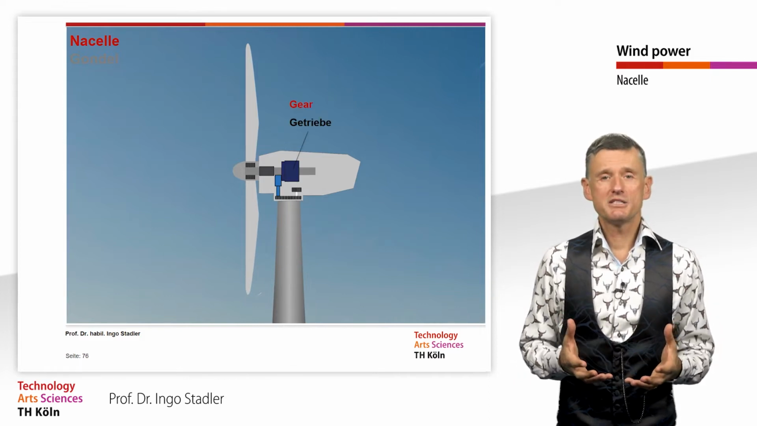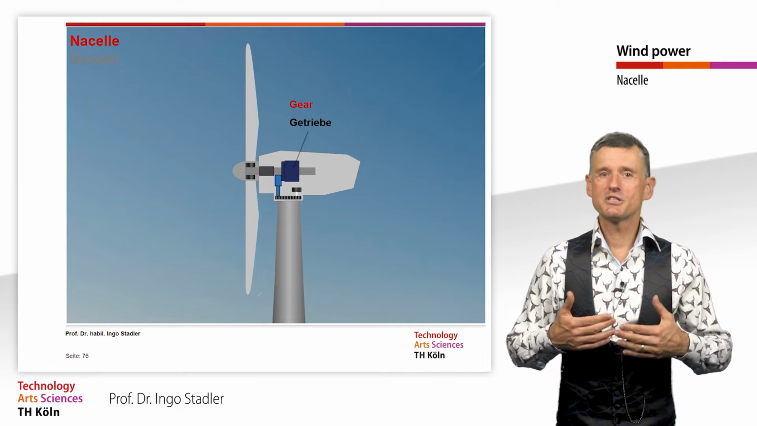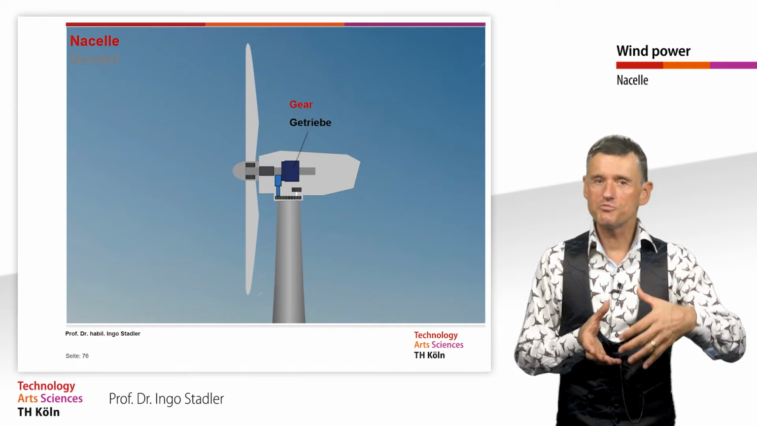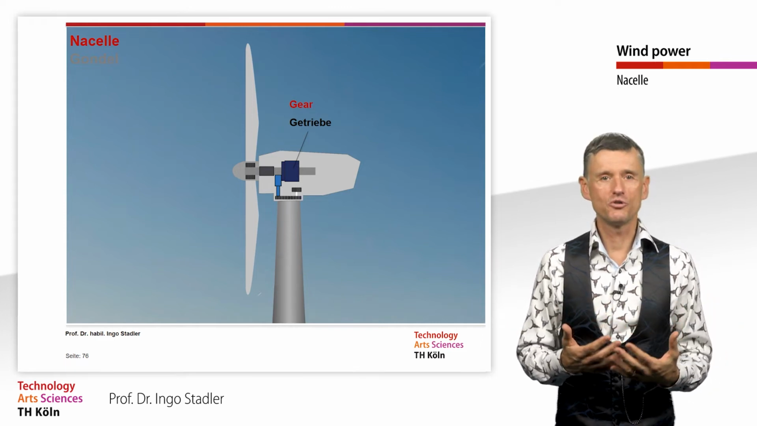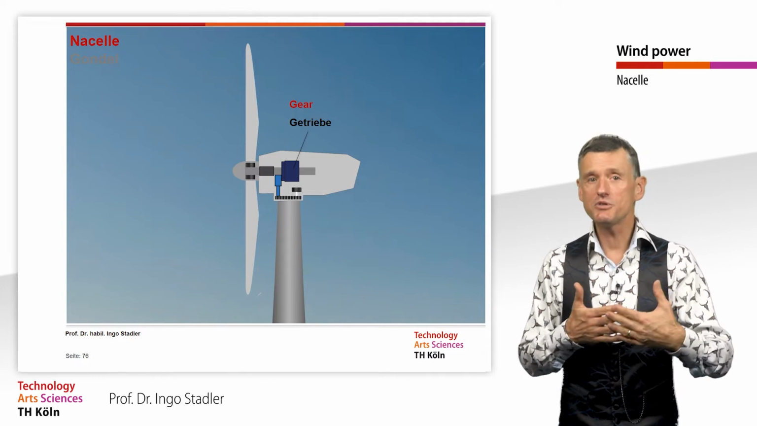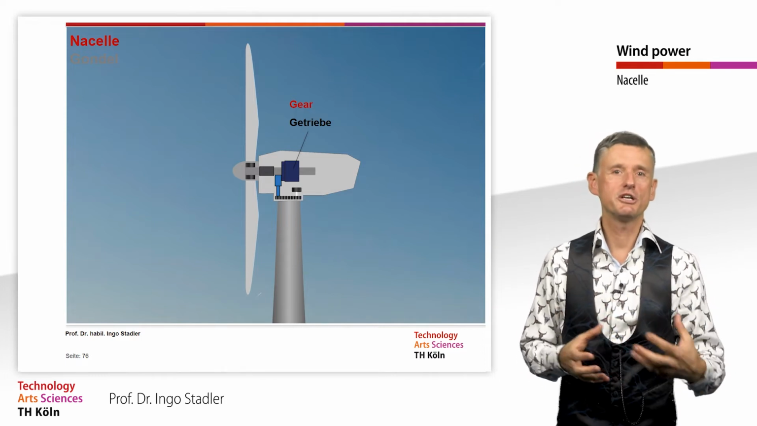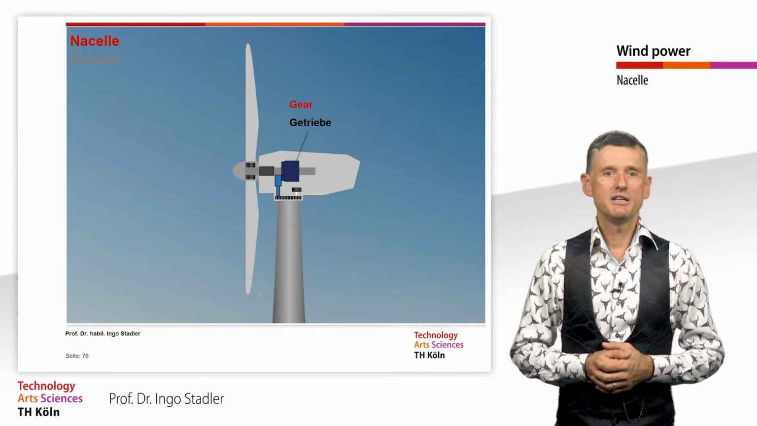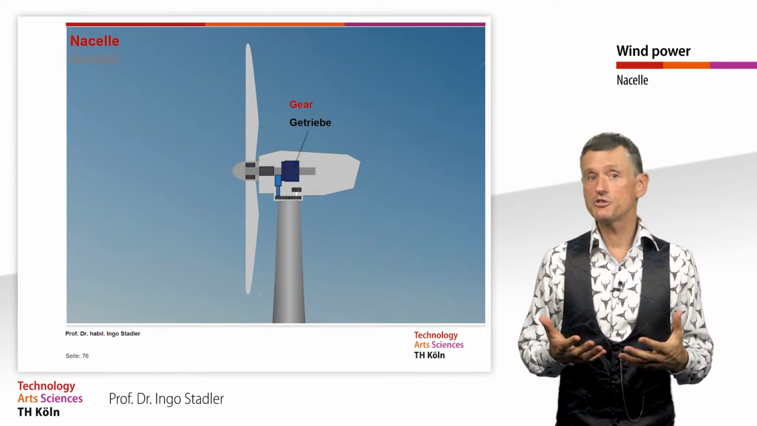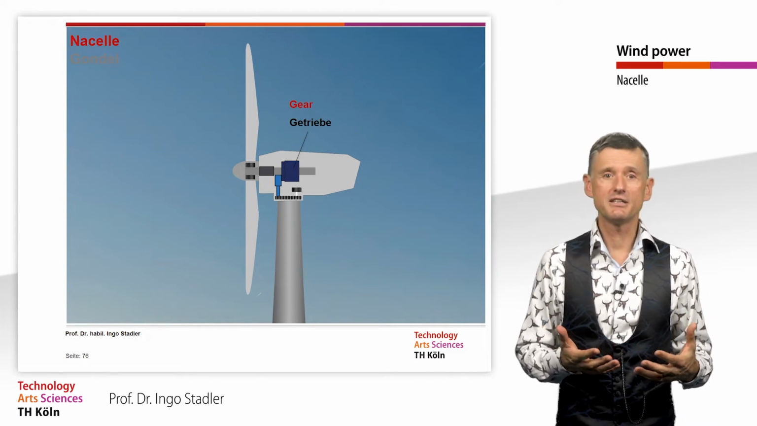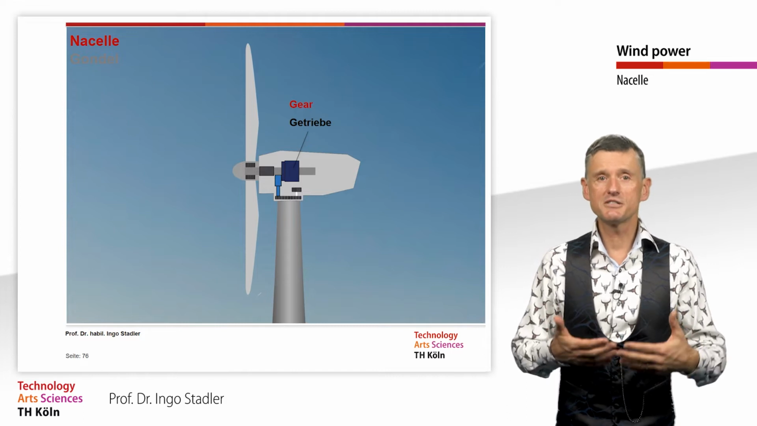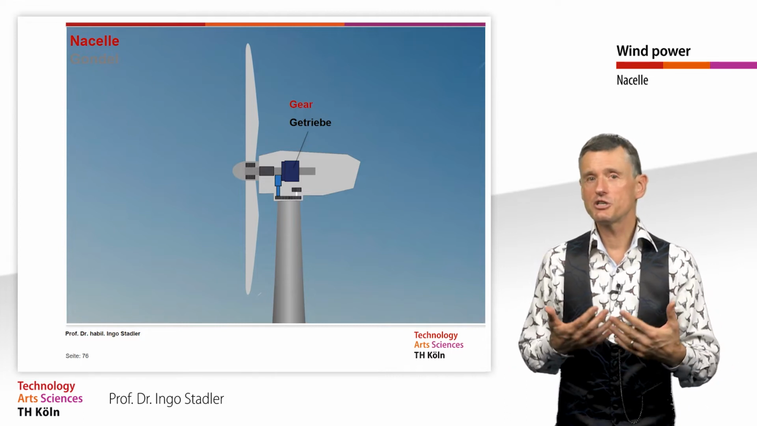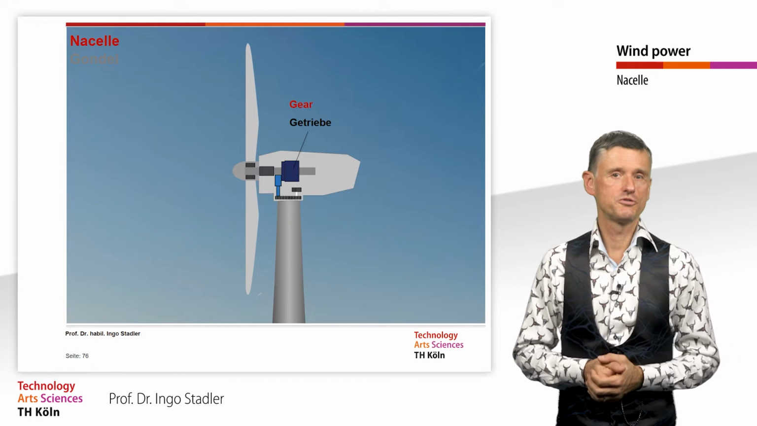Most wind turbines have a gearbox that translates the relatively low speeds and high torques of the rotor side into high speeds and lower torques on the generator side. In the end, the frequency of 50 Hz must be achieved on the grid side. That means 50 cycles per second, which is much faster than the rotor turns.